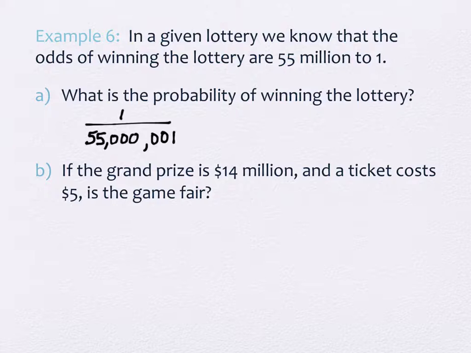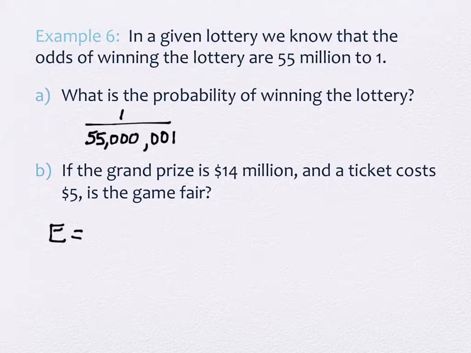So let's take a look then at what happens in this particular scenario. If the grand prize is $14 million and a ticket costs $5, is the game fair? And we talked about the idea of being fair last time as well. Do you remember what we said it meant for an experiment to be fair? Yeah, expected value is 0. So anytime we're mathematically talking about this idea of being fair, we're talking about an expected value being 0.